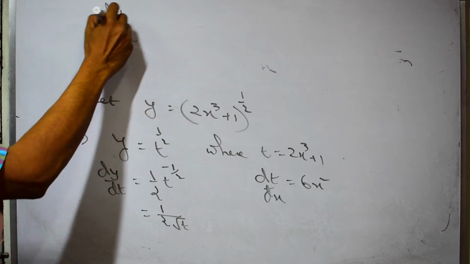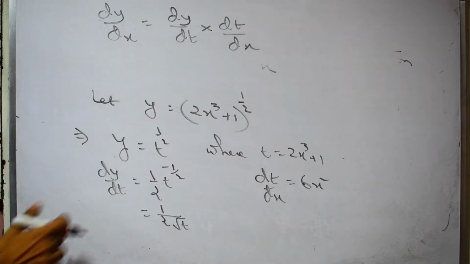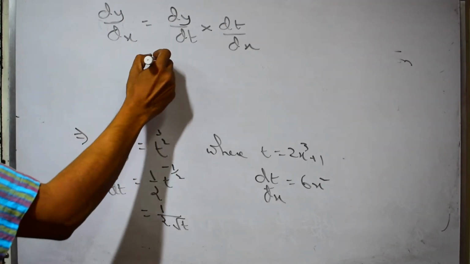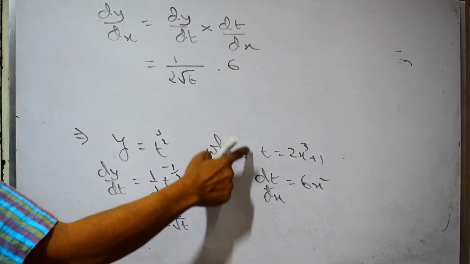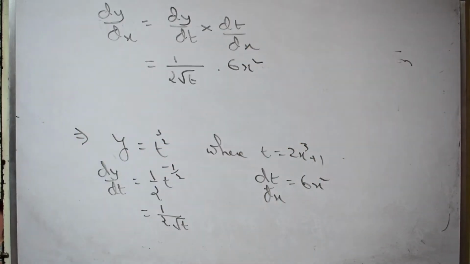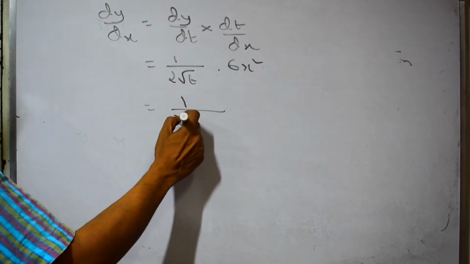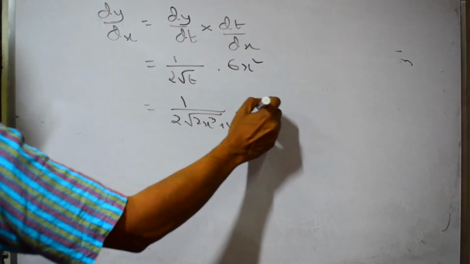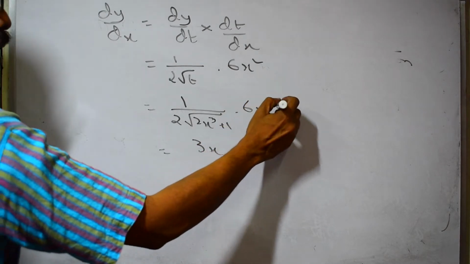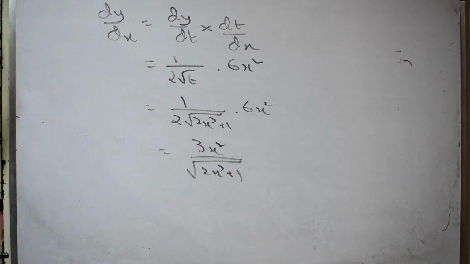And as per chain rule, we are finding dy/dx is dy/dt into dt/dx, and the final result we are finding from here as 1 by 2 root t, which is dy/dt we have found, and dt/dx is 6x square. So finally our answer will be, now t is already taken 2x cube plus 1, and this is 6x square. 6 and 2 cancelled, 3x square by root over 2x cube plus 1. So this is the concept of differentiation with the help of chain rule.